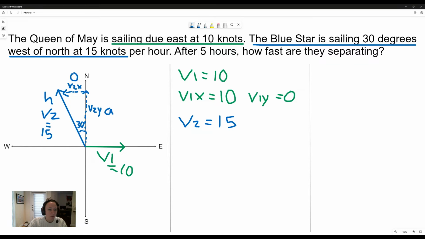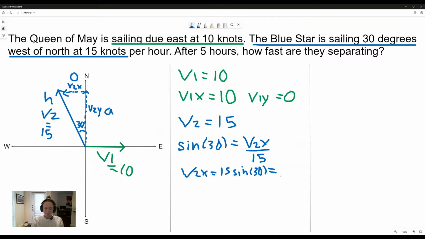We know from trigonometry that sine of 30 degrees equals opposite over hypotenuse, which would be V2x over 15. Then we can move the 15 to the other side and write V2x equals 15 sine of 30. If we get our calculator out, 15 times sine of 30 gives 7.5.